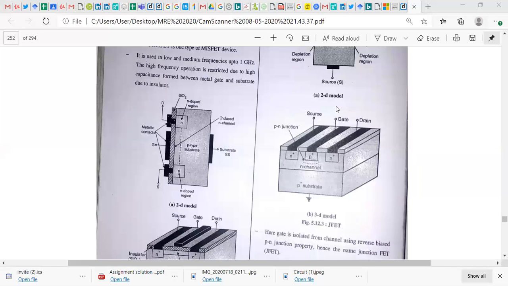Gulfaraz, can we use MOSFET at microwave frequency?